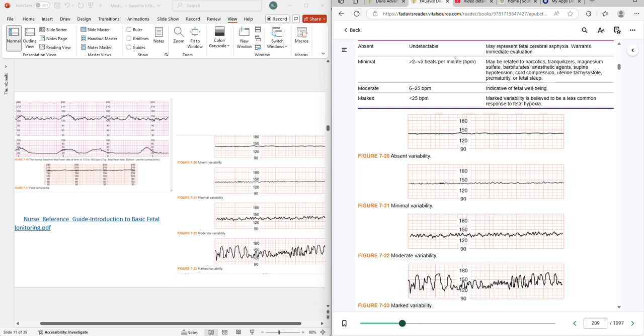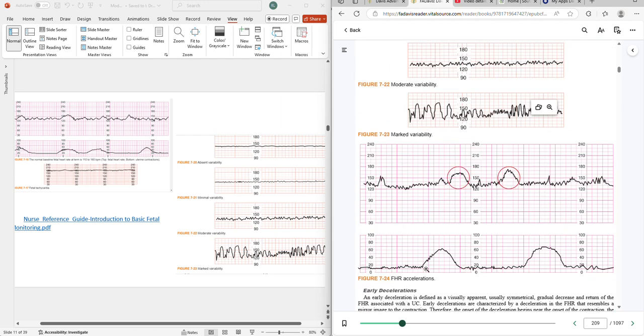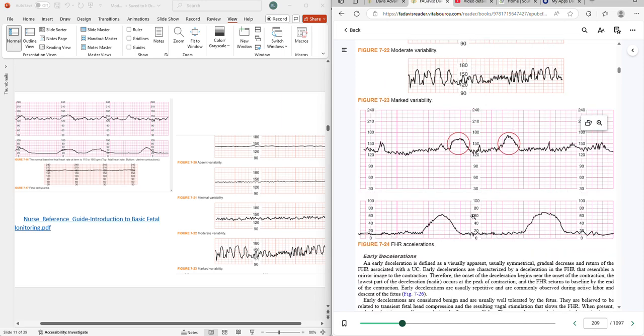So, absent is undetectable. Cerebral asphyxia warrants evaluation. We need to make sure this fetus is okay. Minimal, 2 to 5 beats a minute. Something's going on, probably some pain medicine, either fetal immaturity or the fetus is asleep. This is what we want, 6 to 25. And then over 25 is considered marked. This is just the packet that I'm going to give you in class.